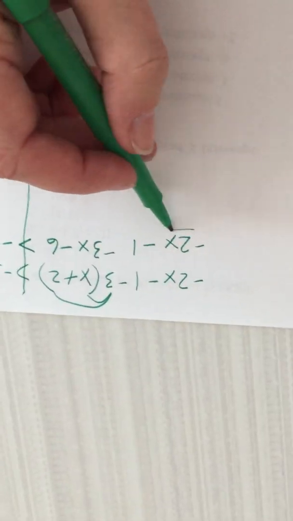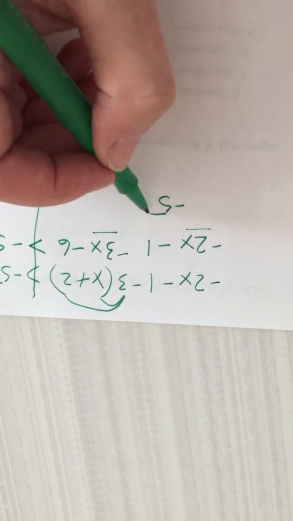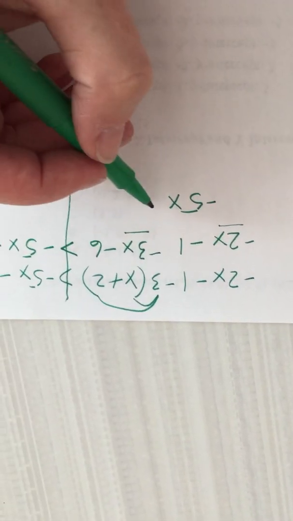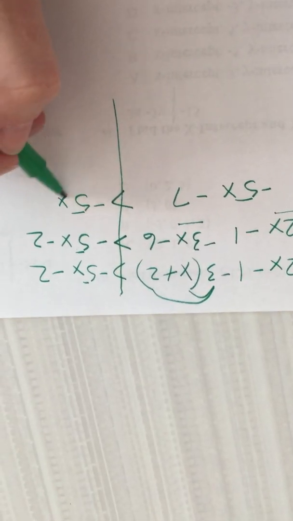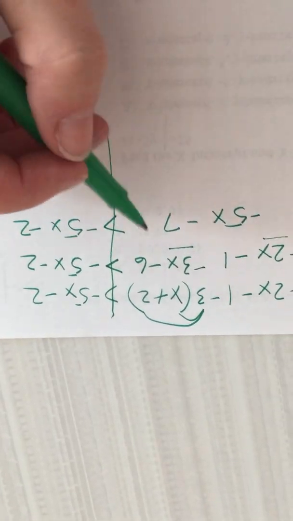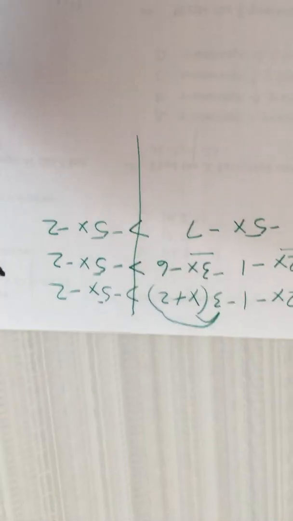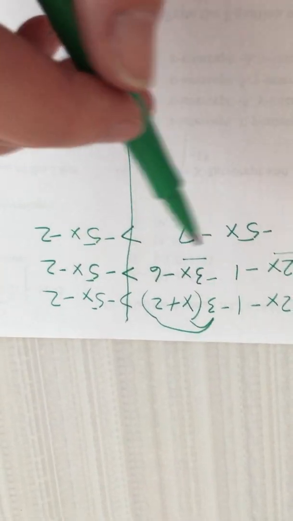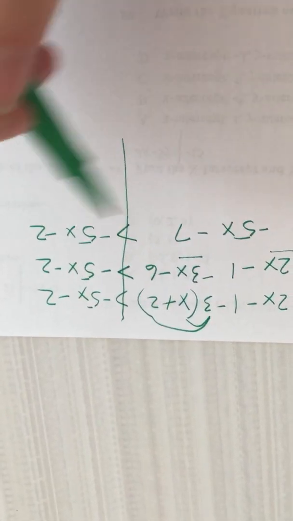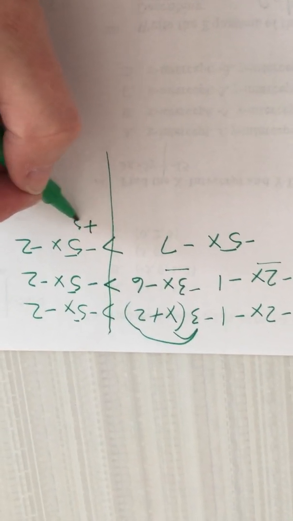Now we combine like terms. Still nothing over here to combine, but I see x's and x's. So negative 2 and negative 3 is a negative 5x. Negative 1 and negative 6 is negative 7. And this is still greater than negative 5x minus 2. So now that there's nothing left to simplify, I'm ready to start moving things around. So first thing you do is look to see, are x's on one side only, or are they on both sides? They are on both sides, so I need to get them on one side. So you can pick whichever one to move. I'm going to move this one to the other side.